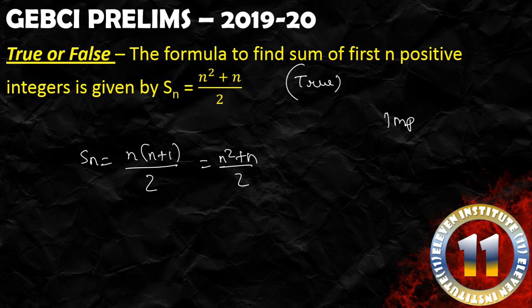This according to me is important. This can be asked in any other pattern. Find the formula to find the sum of first n positive odd integers. Then the formula will be n square. Right? Keep it in mind please. You can find them from questions. Alright, I hope you have written this. Let us move ahead.